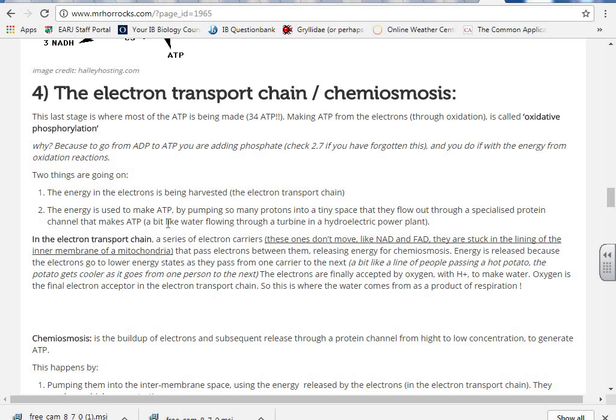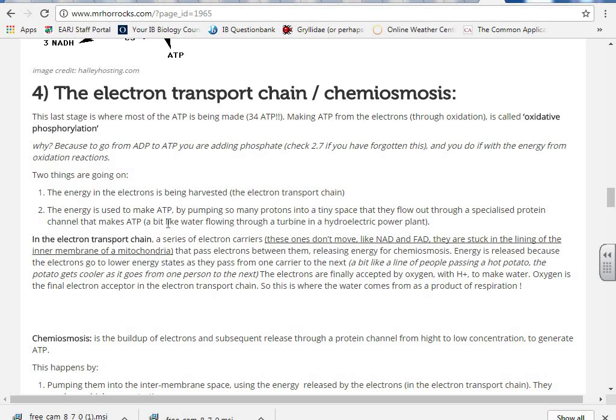This tiny space, by the way, is the space by the inner membrane of the mitochondria. If you remember that there's an inner membrane and an outer membrane, it's a double membrane, so you pump it into the intermembrane space and it flows back out again into the matrix. That is your little tiny space. So there's folds in that inner membrane. We'll look at that in the diagram.